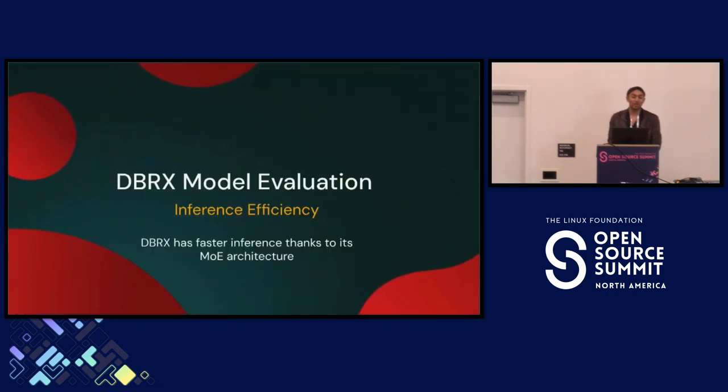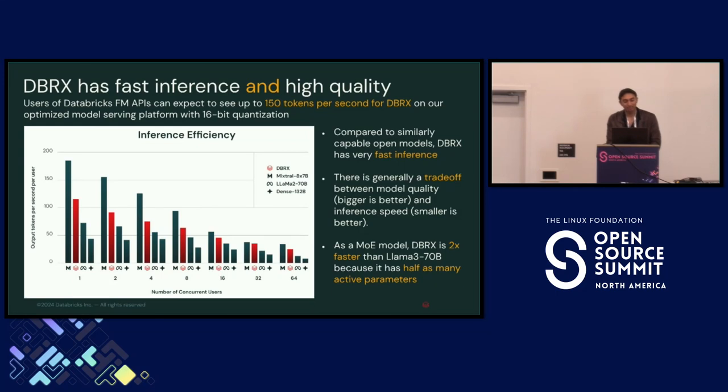Inference is something that's close to my heart. This is what my team works on. We call it FM APIs, Foundation Model APIs. DBRX achieves 150 tokens per second, which is insanely fast. Humans can read at 100, maybe at 80. So this is faster than you can read by a substantial amount. And what that means is that even if you hit it with a lot of concurrent requests, it'll slow down a little bit, but it's still really, really fast.